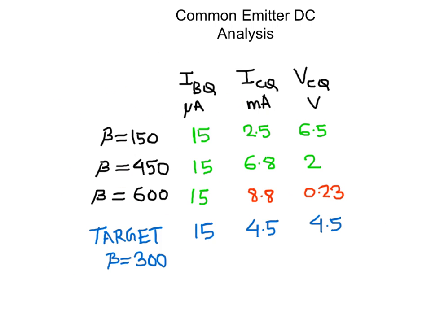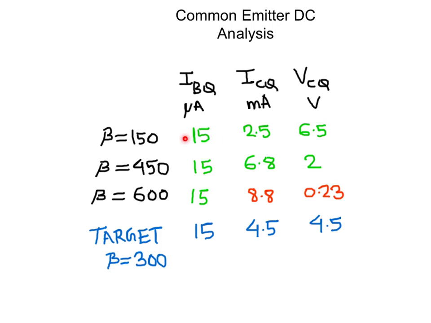Here is a table which shows how changing beta affects the DC steady state operating point of the common emitter amplifier circuit. We designed our circuit assuming that beta remains fixed at 300. For beta equals 300, we get 15 microamps flowing into the base, 4.5 milliamps flowing into the collector, and an output voltage of 4.5 volts, which is half the supply voltage. So this is the ideal case, but now let's look at what happens if we change beta.